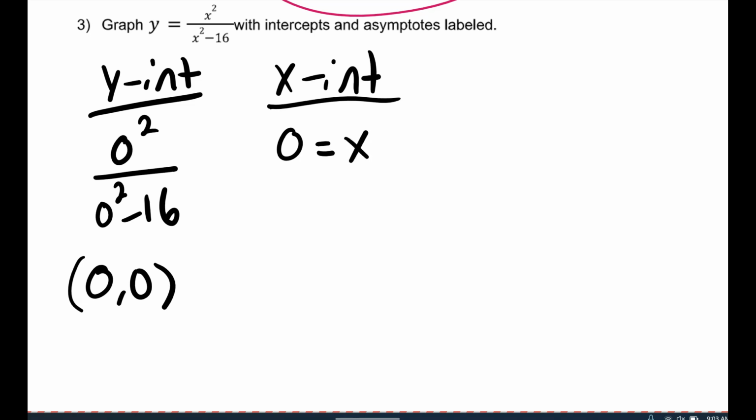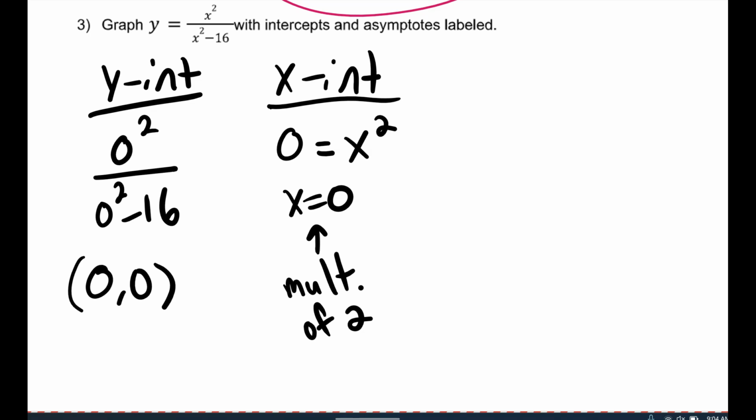But if I set that numerator equal to 0, keep in mind the degree of that equation is 2. So even though I get 0 as a root, which I know because it goes through the origin, it's still going to have a multiplicity of 2. Because it's x squared, that linear factor of x appears twice here. So I know that's going to cause a bounce at 0.